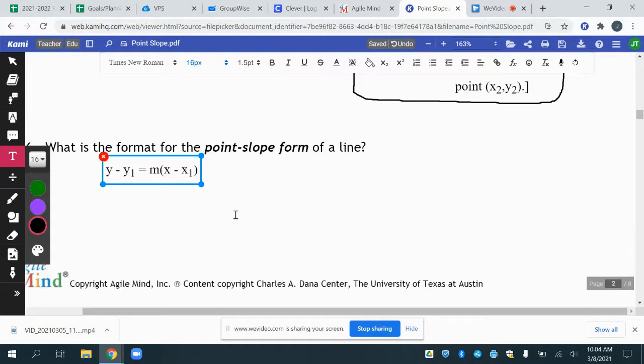This is the official formula, and here's the things you need to know about this formula. m equals slope.